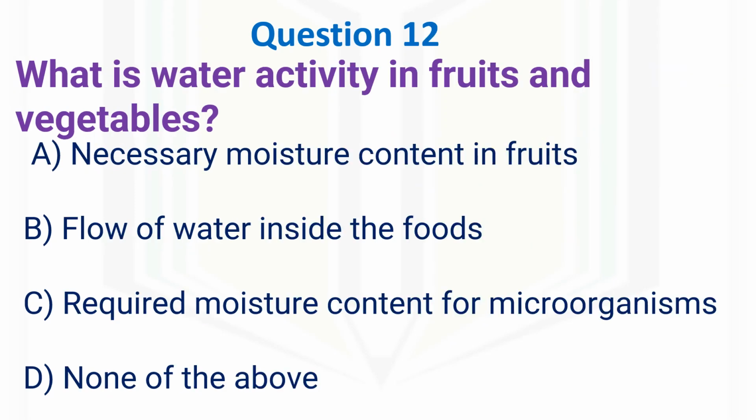Question number 12. What is the water activity in fruits and vegetables? Options are necessary moisture content in fruits, flow of water inside the foods, required moisture content for the microorganisms. Option D is none of the above. And the correct option is option number C, required moisture content of microorganisms. So the water activity is also denoted as AW. So it is defined as the ratio of water vapor.